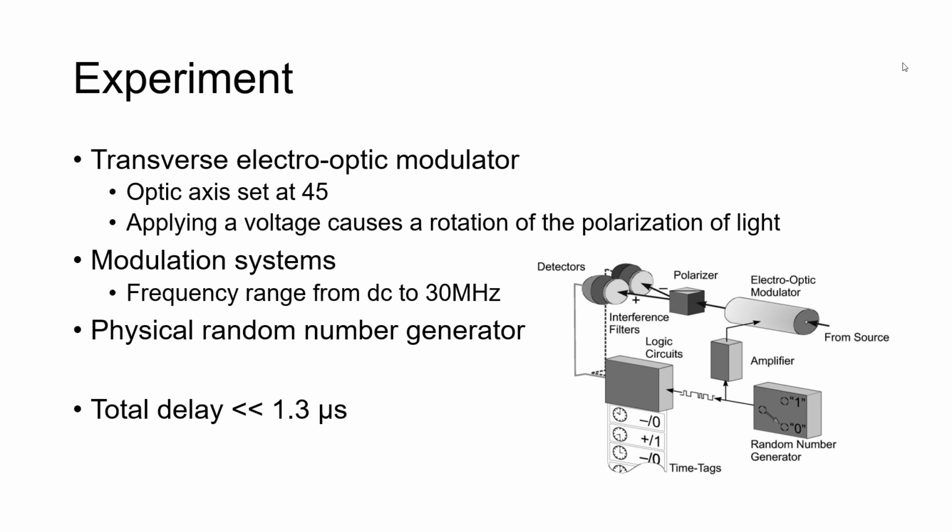The modulation systems, which means the high voltage amplifier and electro-optic modulator, as you can see in the picture, had a frequency range from DC to 30 MHz. The actual orientation for local polarization analysis was determined independently by a physical random number generator.